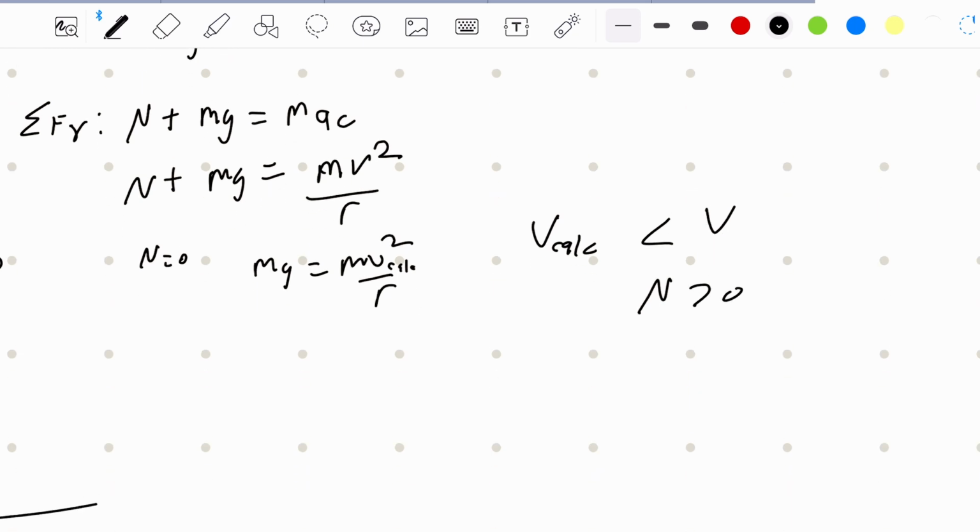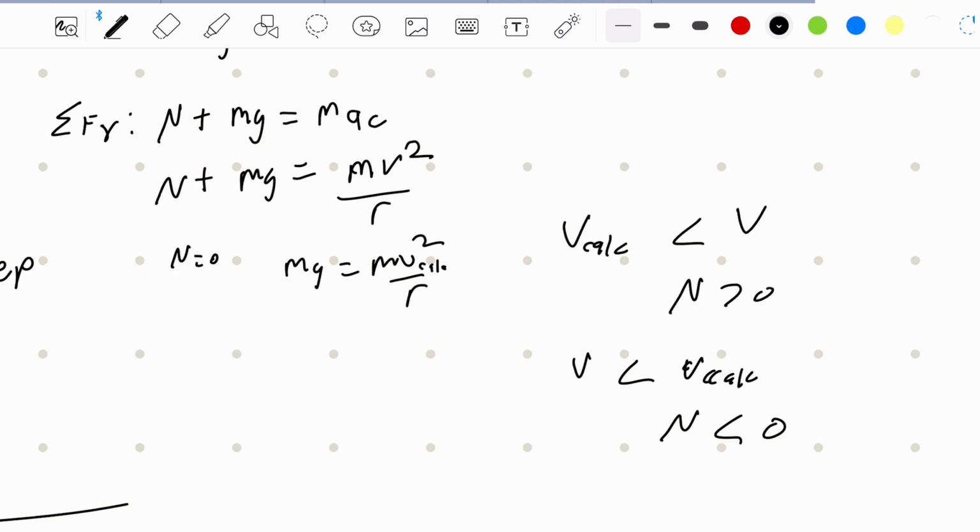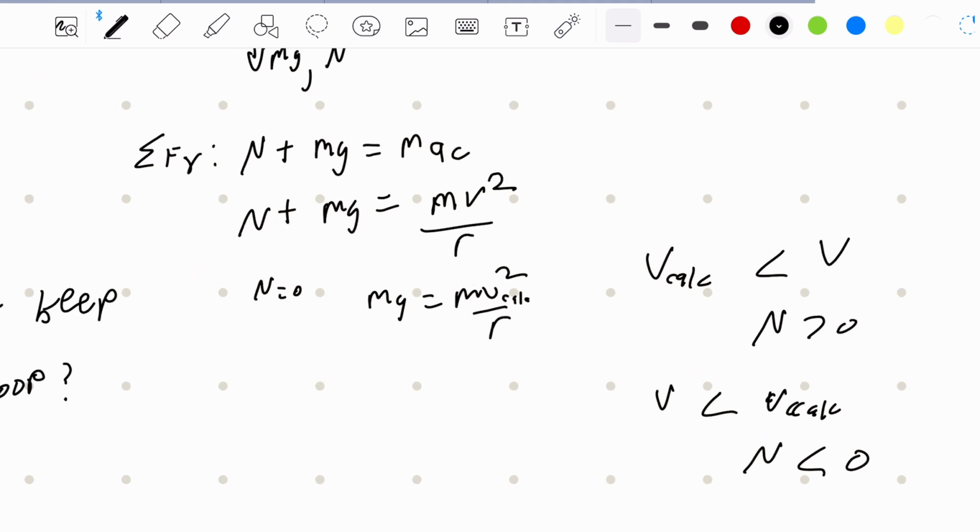If the velocity that this thing is going is less than v calculated, then the normal force will be less than 0, which means they are falling out of their seat. So that's essentially what we're doing: we're saying n equals 0, and we see just barely how fast it has to be for them to go around this circle so that they stay in their seat.